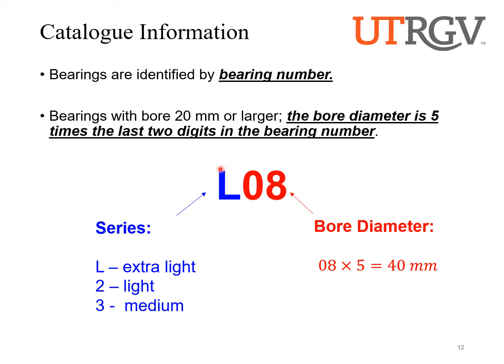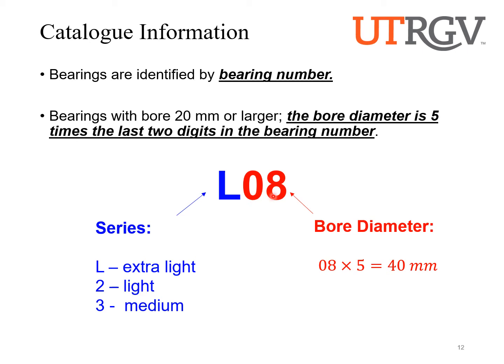The first character over here is going to give the series of the bearing. In this case, we have a letter L, and an L is telling us that we have an extra light duty bearing. We could replace this letter L by a number 2. In that case, it would mean we have a light duty bearing. And if the L was a 3, it would designate a medium duty bearing. And these are the three that are available in the catalogs that we include in your Machine Elements book.